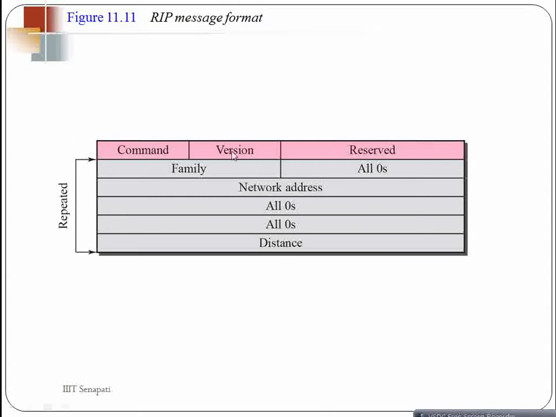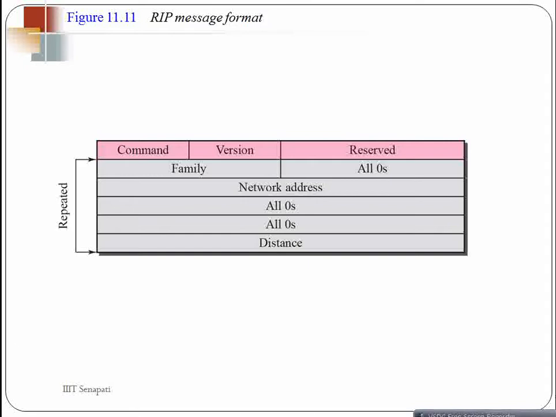The second field is version, again an 8-bit field, which defines the version. The version can be 1, and later on it is now version 2. The next 16 bits are reserved.